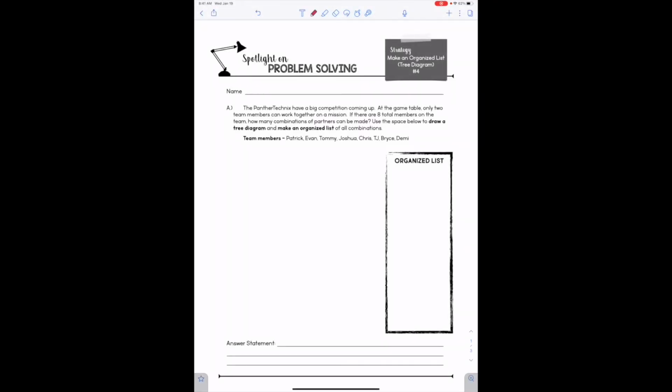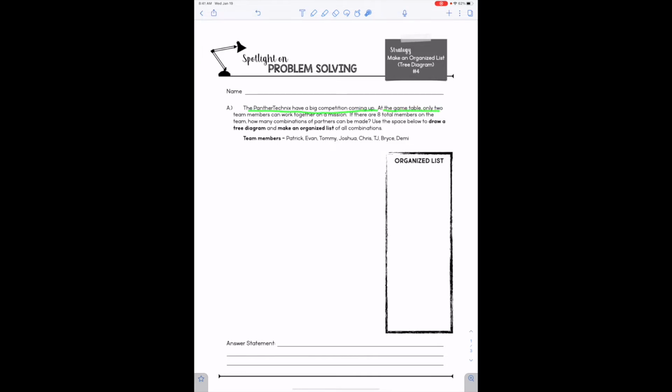Good morning, class. Today we're going to be learning how to solve a different type of tree diagram. So if you're looking at this question here, we're going to start, and this is related to our own robotics team. Actually, the names on this list are from our first robotics team, so you might recognize some of the names here. The Panther Technics have a big competition coming up.